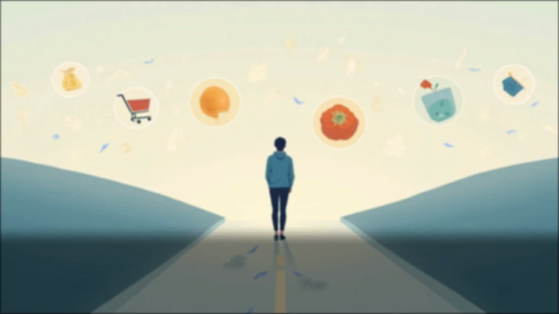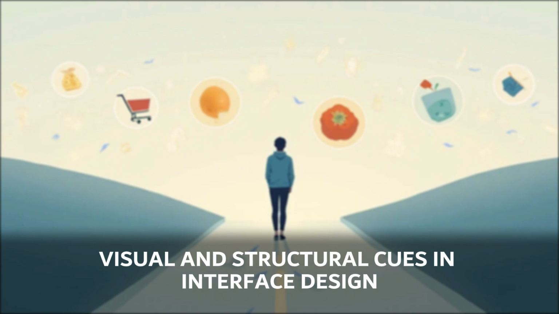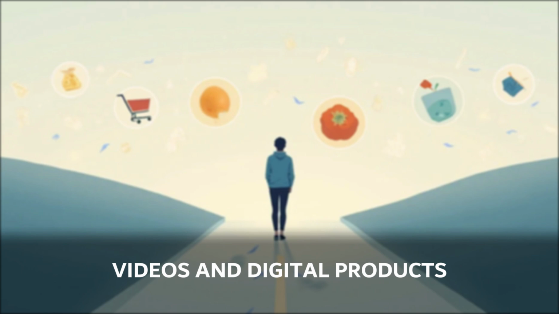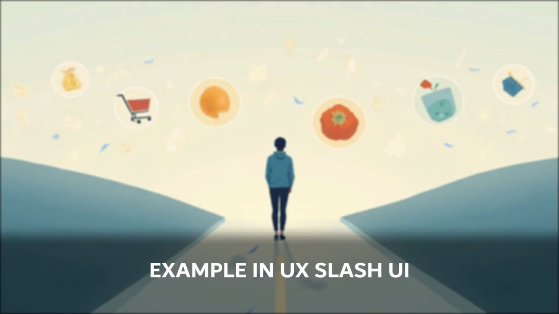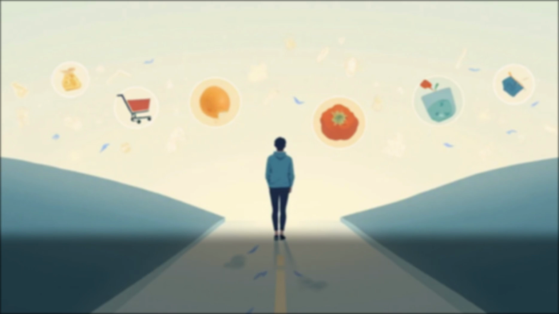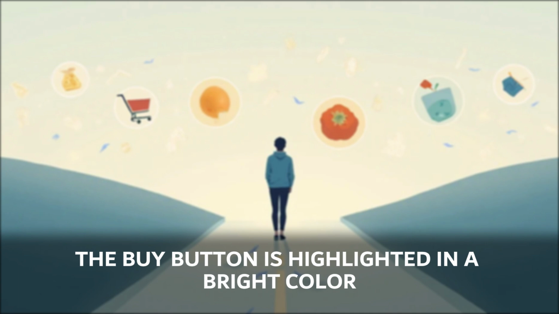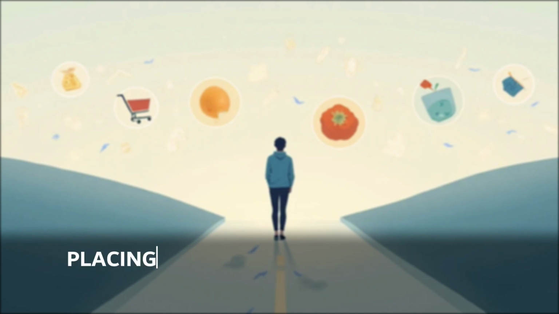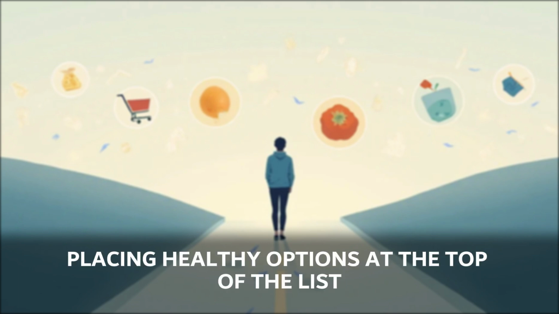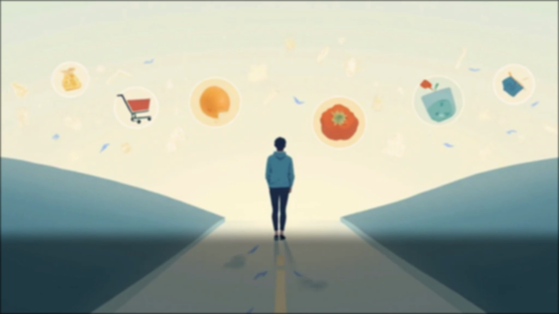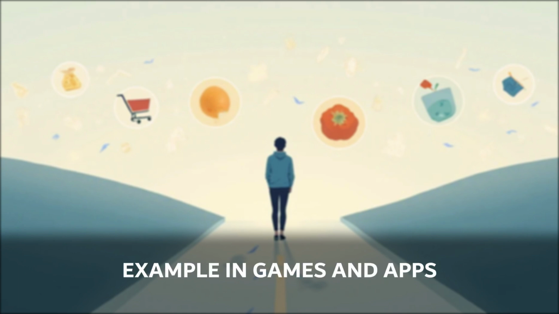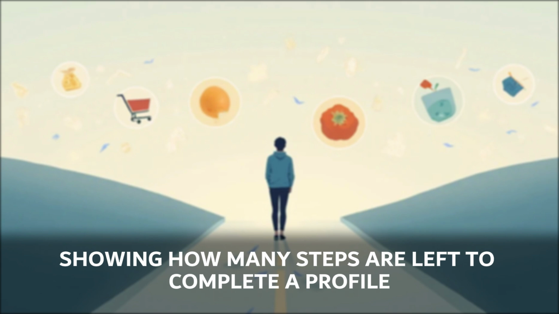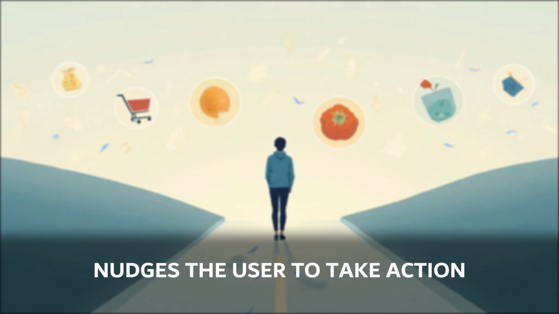5. Visual and structural cues in interface design. This is most relevant for creating videos and digital products. Example in UX/UI: the buy button is highlighted in a bright color and placed prominently, while the cancel button is less noticeable. Placing healthy options at the top of the list in an online food ordering menu. Example in games and apps: a progress bar showing how many steps are left to complete a profile nudges the user to take action.